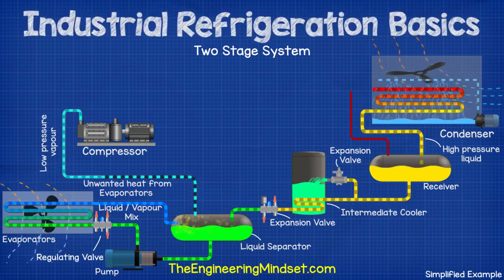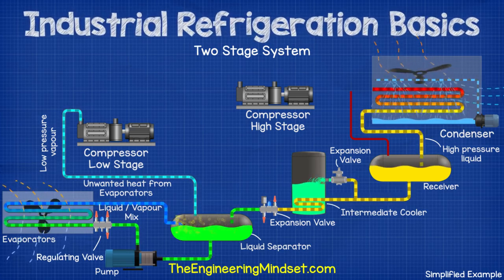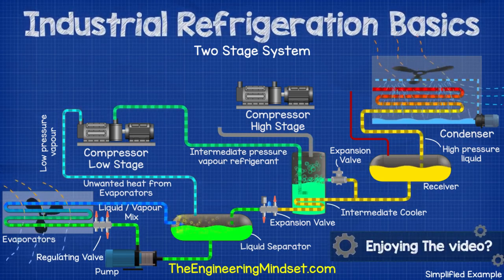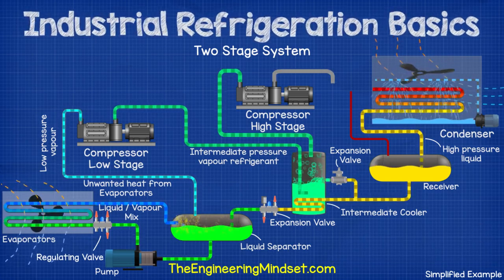The vapor refrigerant being sucked out of the separator still flows to a compressor, but this time we have two compressors. The refrigerant therefore flows to the low stage or booster compressor to increase the pressure. From here it flows and is released into the intermediate cooler, which helps to condense the refrigerant. The vapor refrigerant is sucked out of the intermediate cooler and flows to the high stage compressor, where it will then flow back into the condenser to repeat the entire cycle.